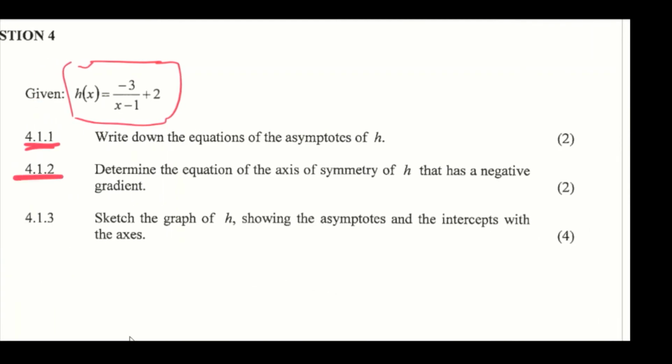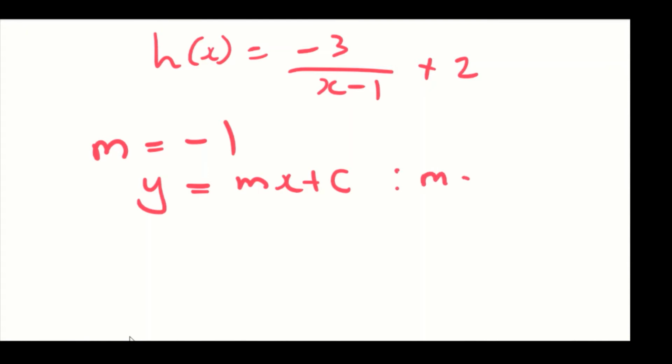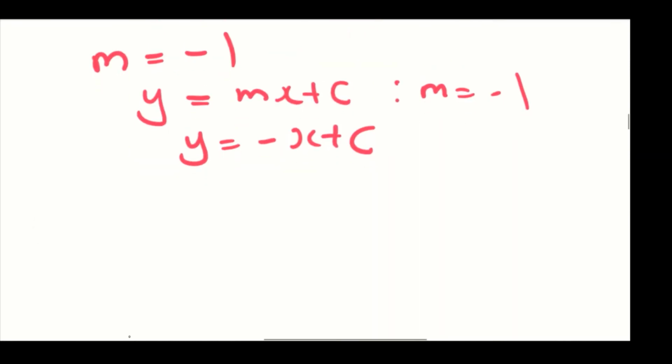And then now 4.1.2 says determine the equation of the axis of symmetry of h that has a negative gradient. So for us to identify the equation of symmetry, we have our h of x being equal to minus 3 over x minus 1 plus 2, right? And for the axis of symmetry that is negative, m must be equal to negative 1, right? So our equation will be y = mx + c, where our m is equal to negative 1, so it's going to be y is equal to minus x plus c.